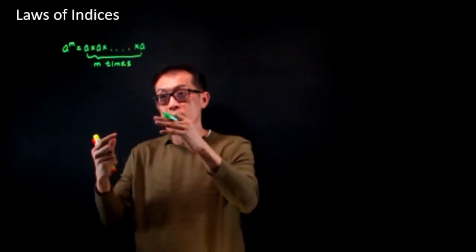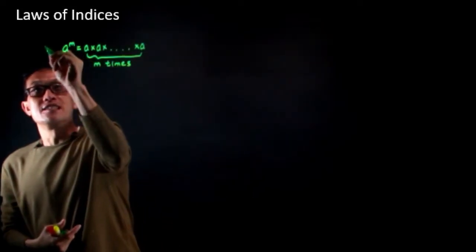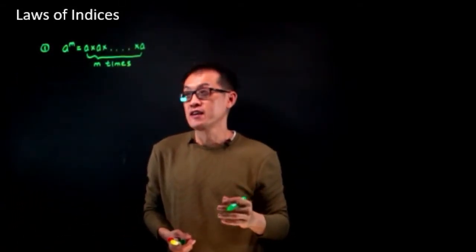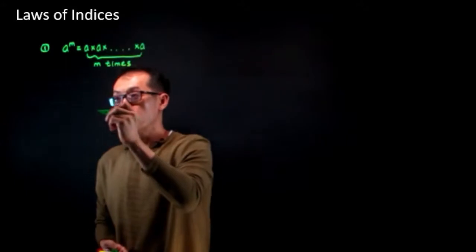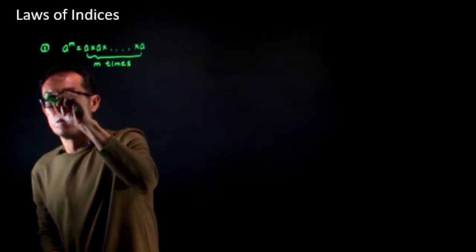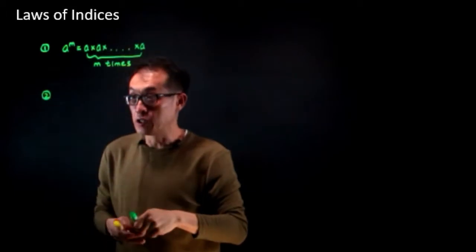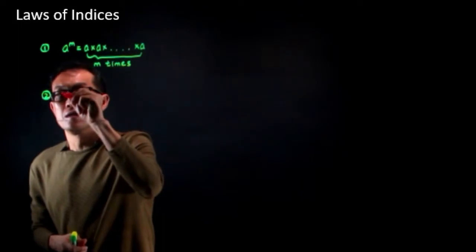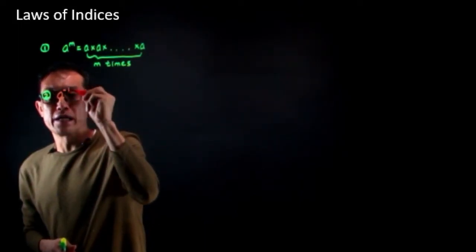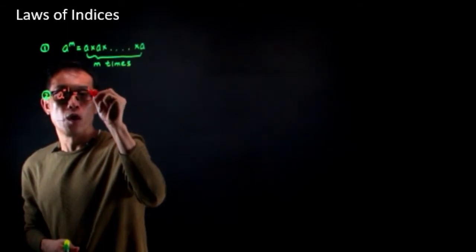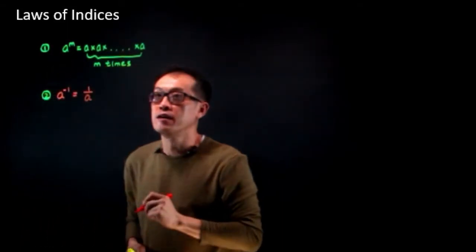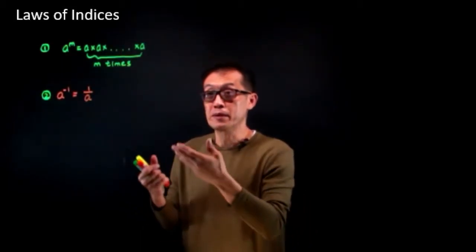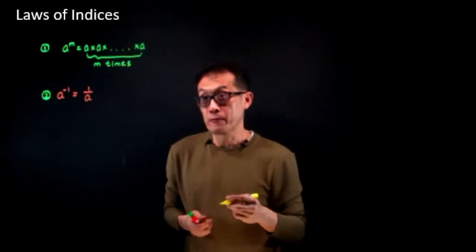There's no reason why this is so. This is just like my name is John Leong. There's no reason why. Now, how about rule number 2? I shall use a different color. A to the power of minus 1 is equal to 1 over A. There's no reason for this also. It's just a rule and people decided to name it this way.